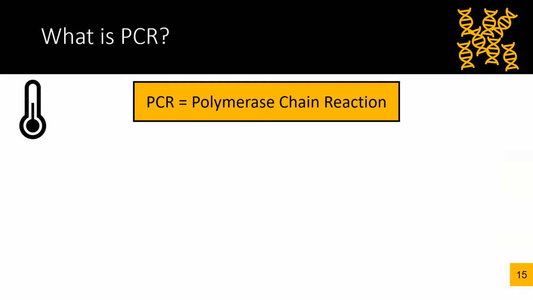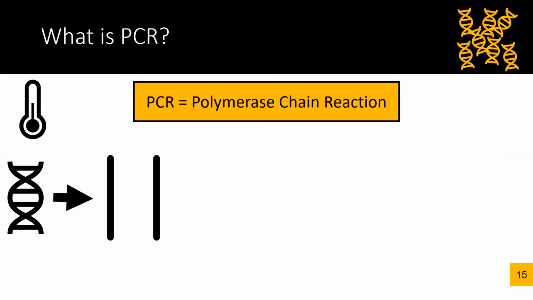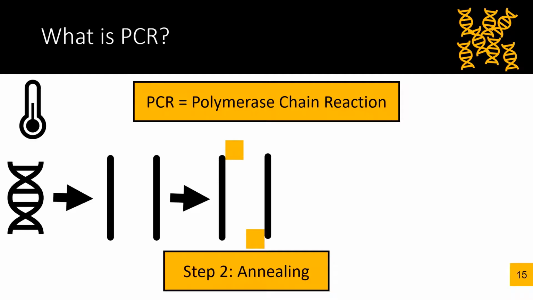temperatures. At each temperature, a different process will occur. So the first step is denaturation. This step occurs at 90 degrees Celsius and is aimed to separate double-stranded DNA into single-stranded DNA, as you can see on this slide. The second step is annealing. This step occurs at approximately 60 degrees Celsius and is when we select the areas of DNA that we wish to amplify.